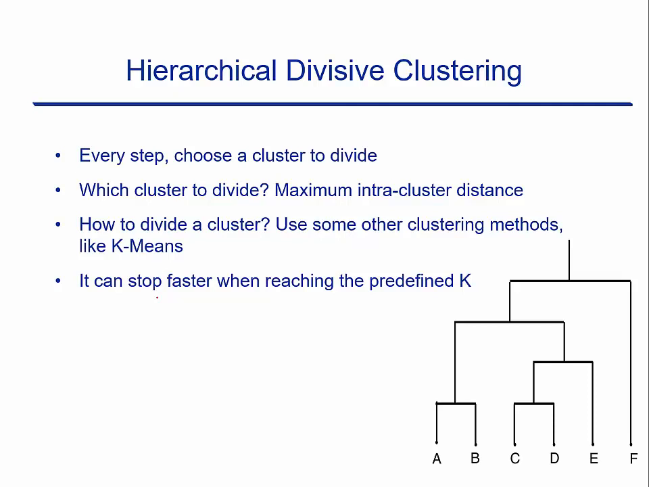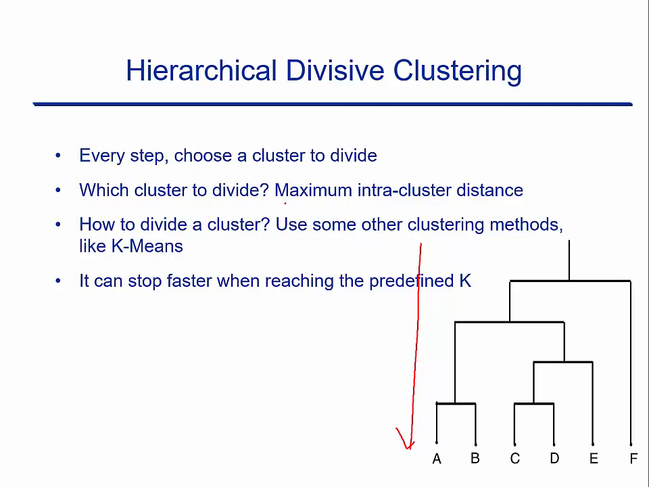Okay, finally, some words about divisive clustering, hierarchical divisive clustering. In hierarchical divisive clustering, we do the clustering in a top-down approach. At every step, we choose a cluster to divide. At the beginning, we have one cluster, and we divide this cluster. Then if the cluster is divided into two smaller ones, we need to choose which cluster should be divided further. So the first question is which cluster to divide.